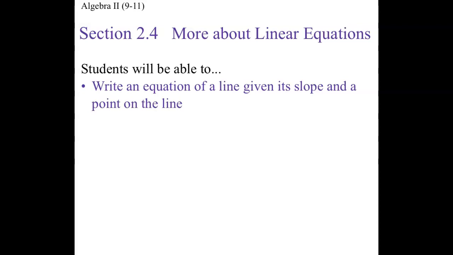So section 2.4 for Algebra 2, we are continuing our discussion about linear equations. Yesterday we focused on slope-intercept. All right, today we're going to focus on something called point-slope form. So our goal is that we can write an equation for a line if you're given the slope and a point that it has to go through.